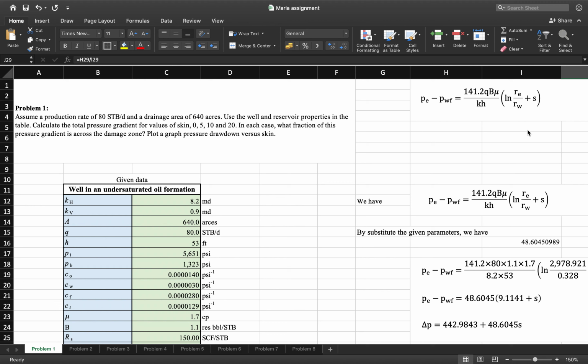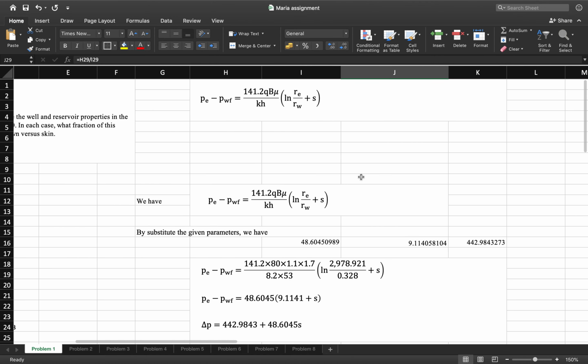So in this assignment, Miss Maria already gave all the students a question, the same with a problem. Now let's turn to the first one, problem 1. In problem 1, we will calculate the total pressure gradient for skin factor values of 0, 5, 10 and 20. After that, you will plot the pressure drawdown per skin.